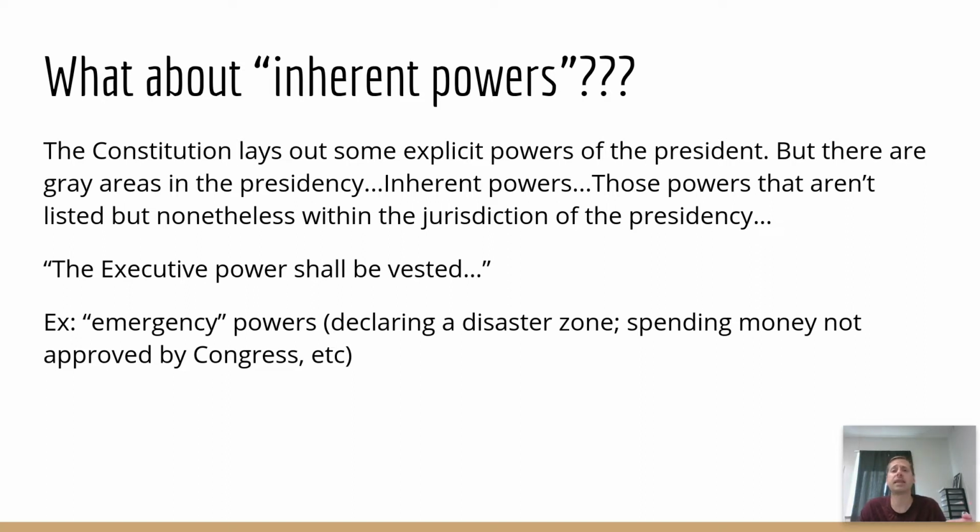It means that there are powers that the president has simply because he's the president, that he's in charge of the executive branch to enforce or carry out the laws. And these inherent powers, they're not specifically listed, but the president has them. And most people would agree that the president has the power to do these things.